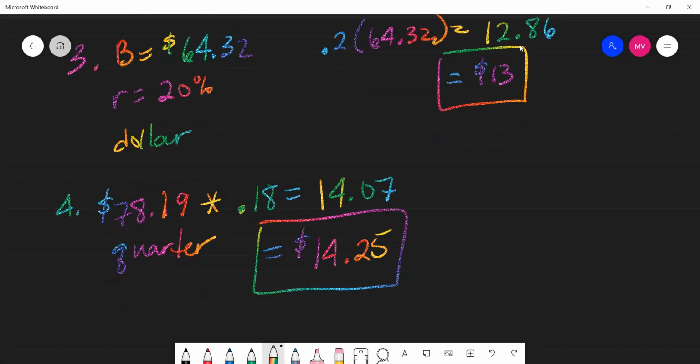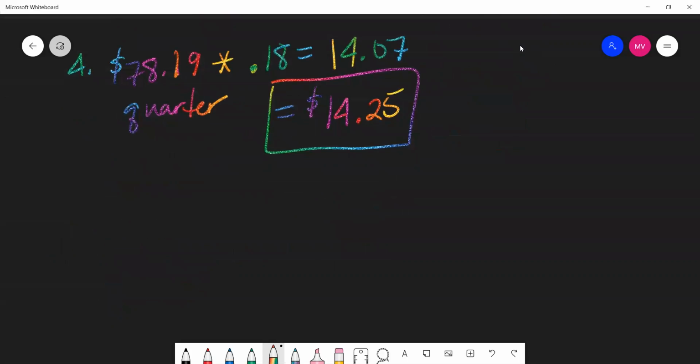Pretty simple, right, guys? This is not difficult. Go ahead and work through 5 through 10 as well. So in this case, we're working with commission. So we're going to be calculating sales, rate, or commission. All right, so the equation we're looking at here is that the rate times the sales equals the commission.